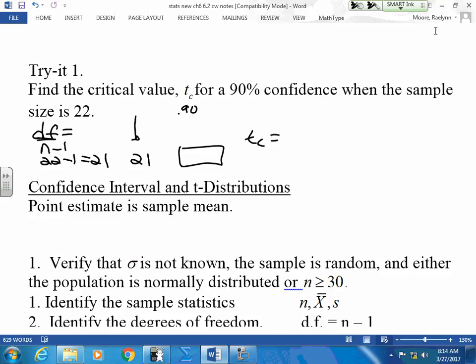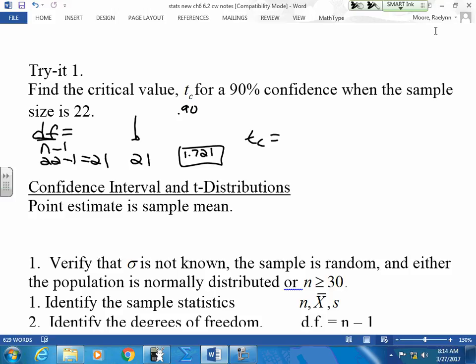Flip to the back of the book. A18. It's in your book. This is why I'll make you one for your notebook. I'm sorry, what was the first one? Did everybody get that? Is there a way not to use those charts?